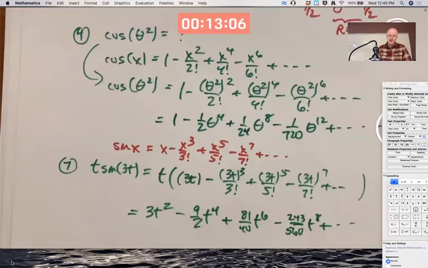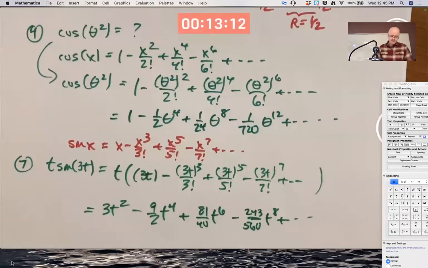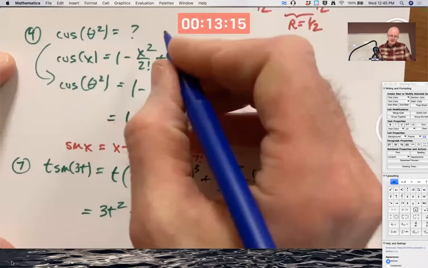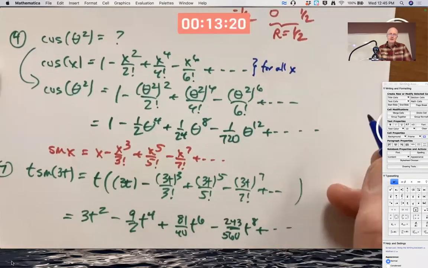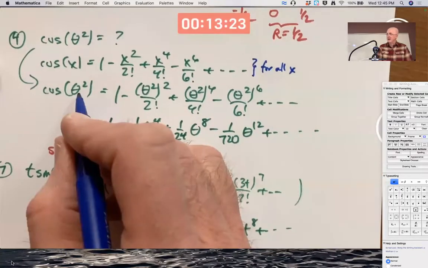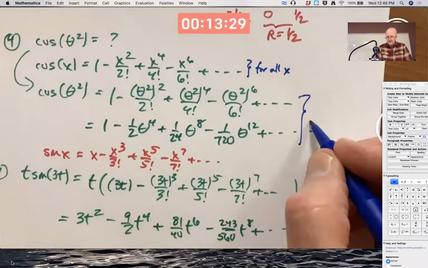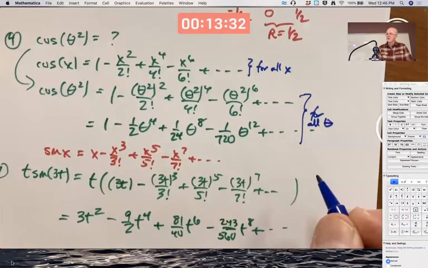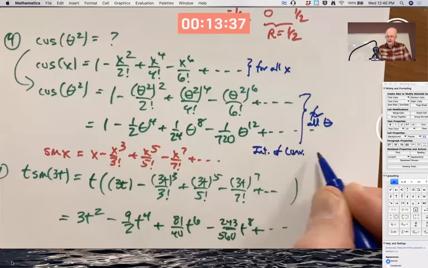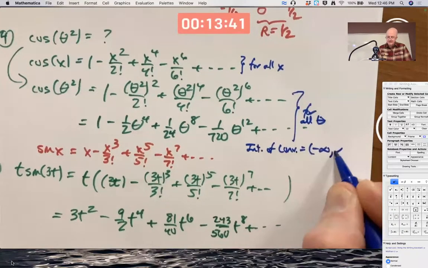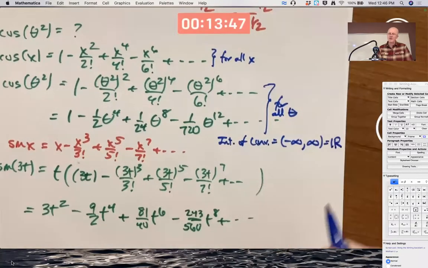But let me just say also that in both of these examples, the interval of convergence is the entire real number line. This is true for all x. Theta squared is playing the role of x. This is true for all theta squared, which means it's also true for all theta. The interval of convergence is the entire real number line, which you could write with interval notation like this. Or if you like doing this, you can use a sort of a fancy looking R to specify the real number system.